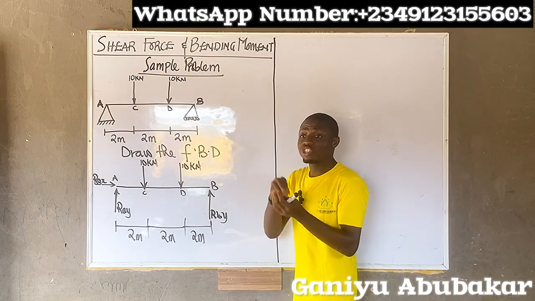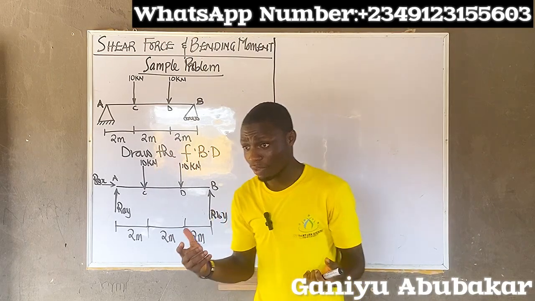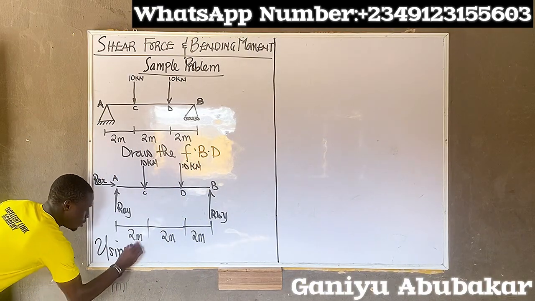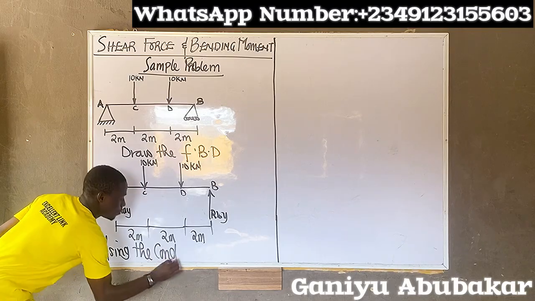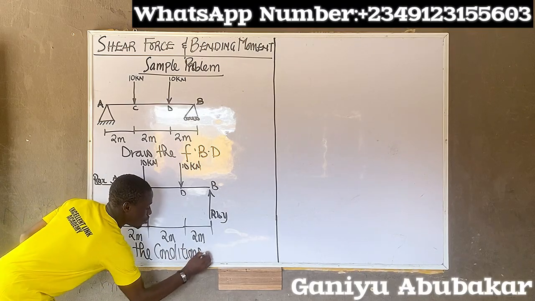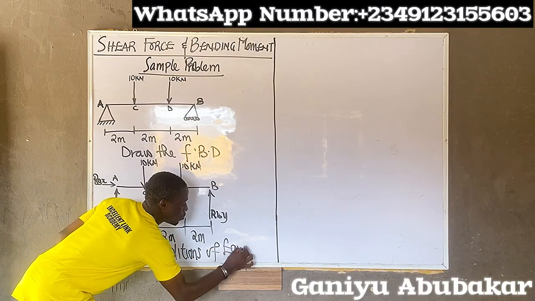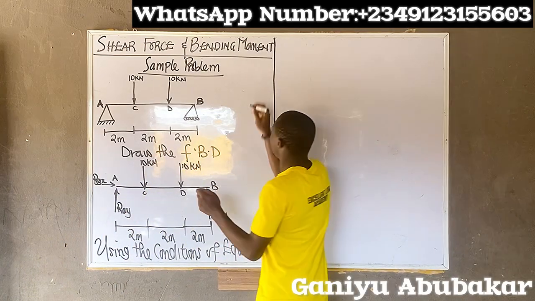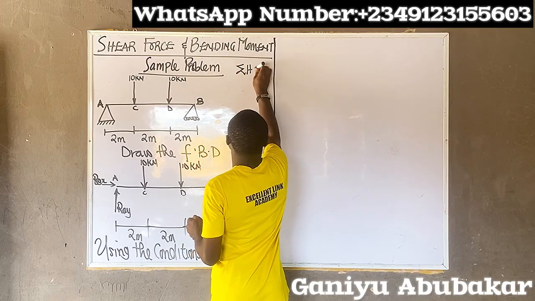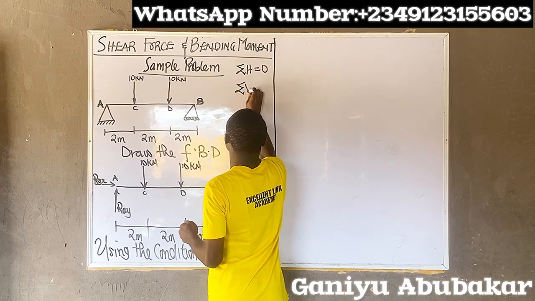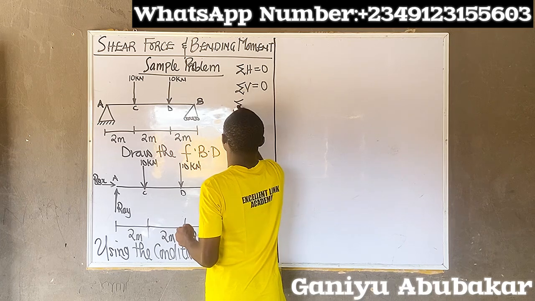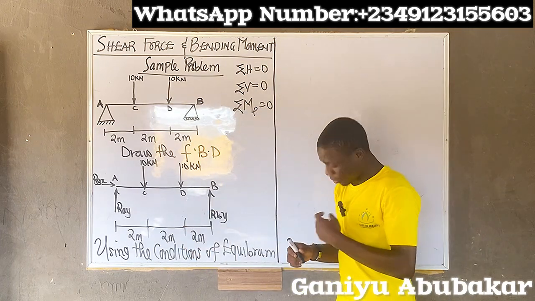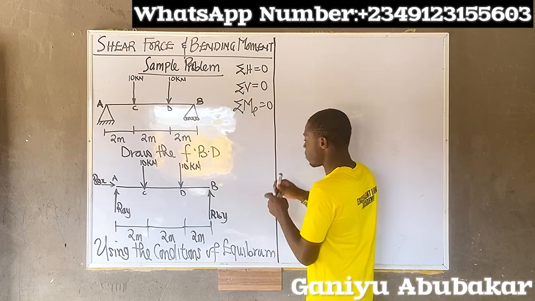How do you do that? Using the condition of equilibrium. So using the conditions of equilibrium, what do we know? You know there are three conditions, right? We have the summation of H equal to 0, summation of V equal to 0, and moment at a point is also 0, right? So these are the three conditions. So let's start the first one.